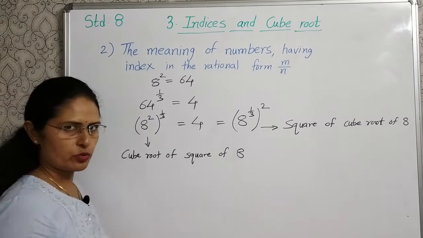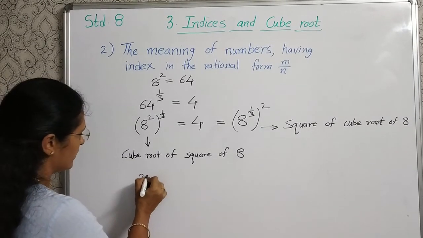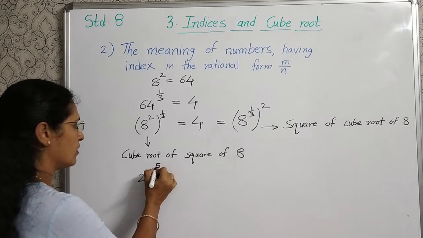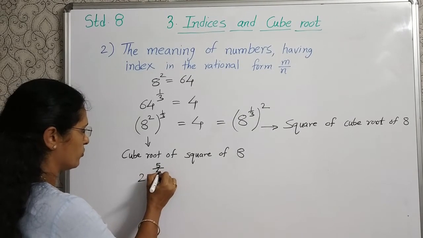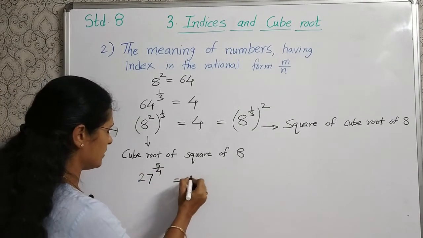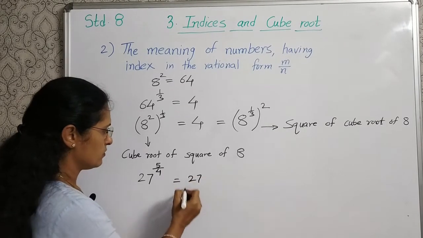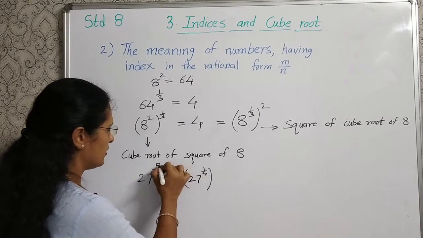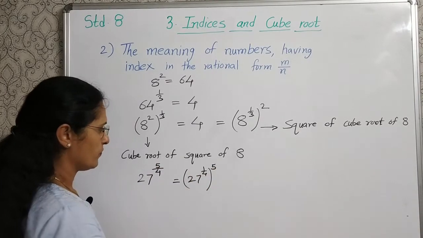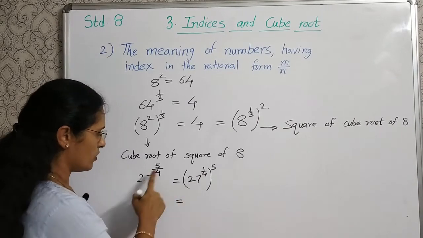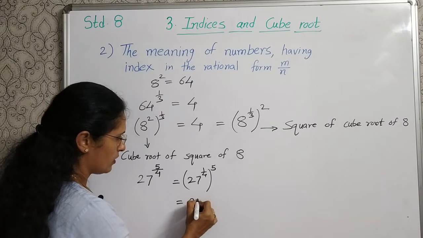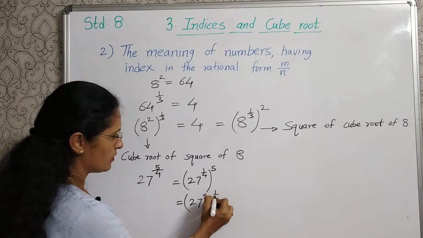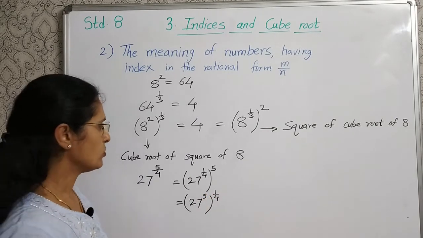So we'll take one more example. Say 27 is the base and the index is 5 by 4. Now this can be written as 27, with 1 by 4 inside the bracket and 5 outside. The same index form can be written like this: 27, now 5 inside the bracket and the index 1 by 4 outside the bracket.